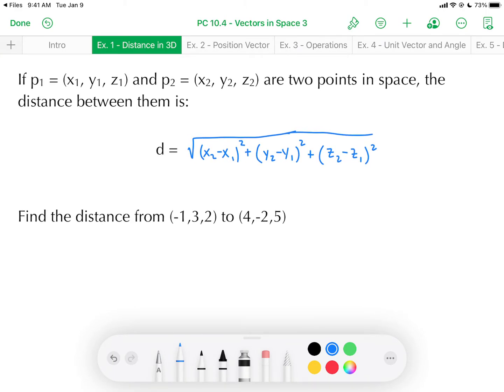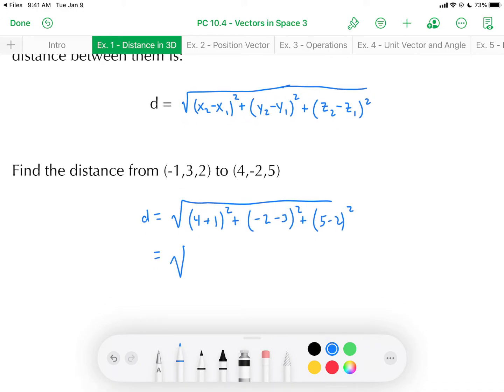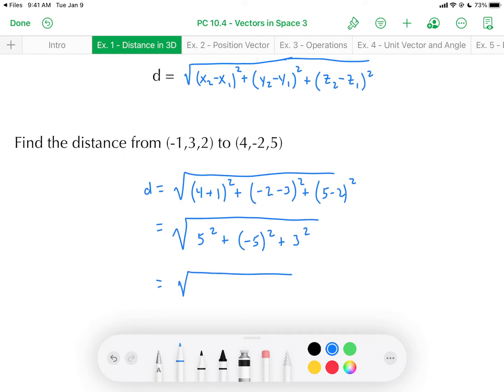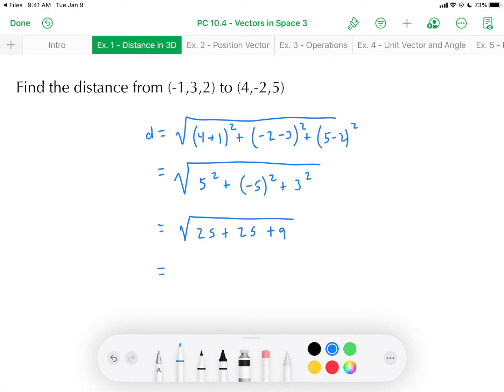All right, so let's apply that to the 2 sets of points below. Distance here would be the square root of 4 minus negative 1, so that's really 4 plus 1 squared, plus negative 2 minus 3 squared, plus 5 minus 2 squared. Okay, so that's going to be square root of 5 squared plus negative 5 squared plus 3 squared, or the square root of 25 plus 25 plus 9, so the square root of 59.